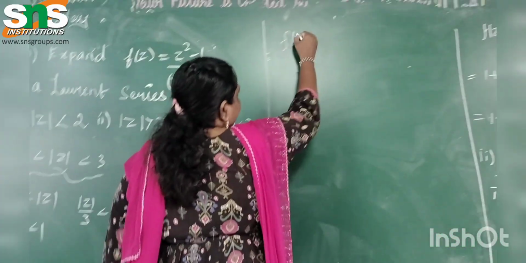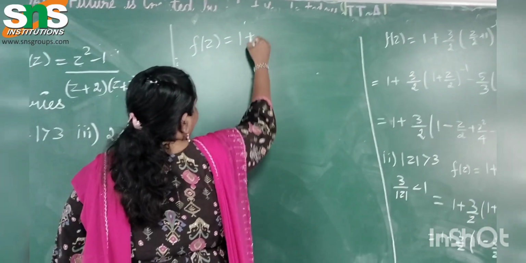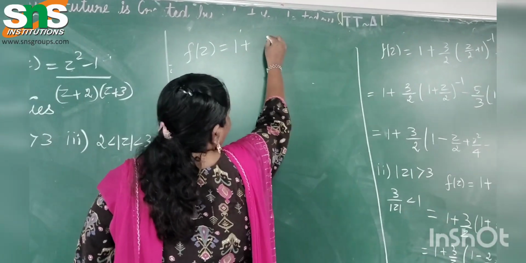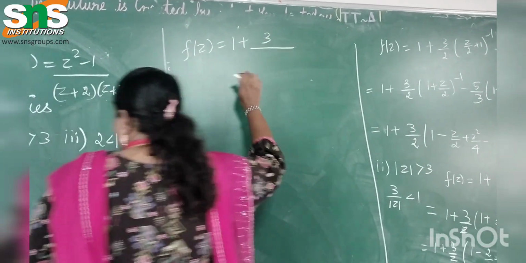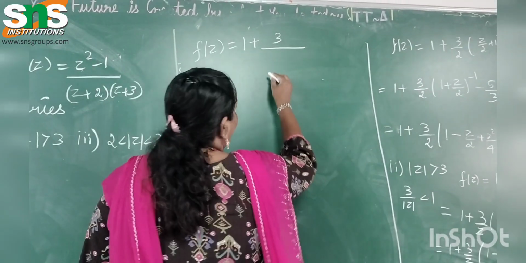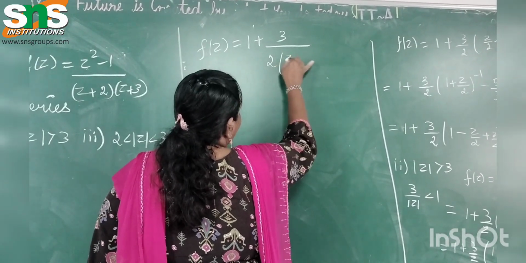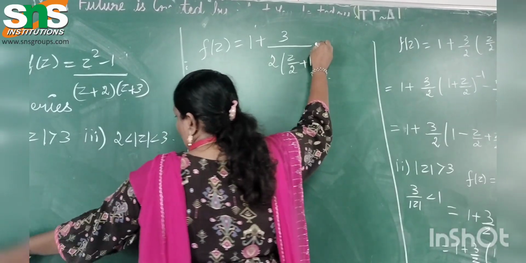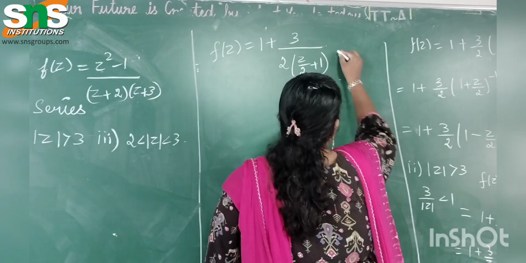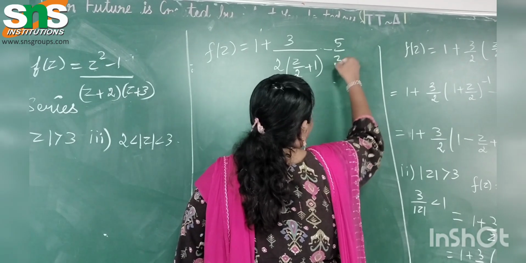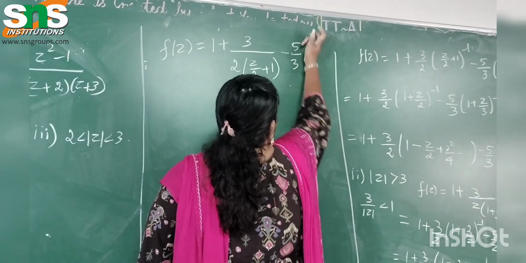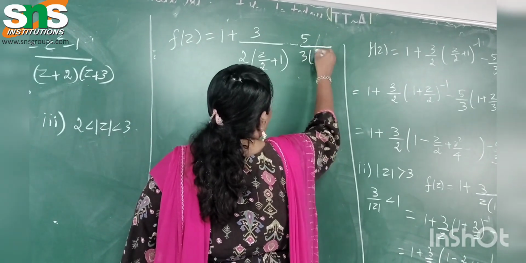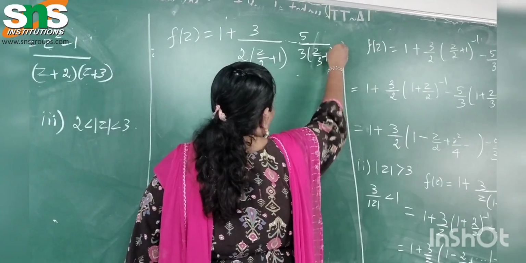So f of z equal to 1 plus 3 divided by, in the first one we are going to take 2 as a common, so taking 2, we will get z by 2 plus 1, and in the second one we are going to take 3 as a common. So minus 5 divided by 3 into z by 3 plus 1.